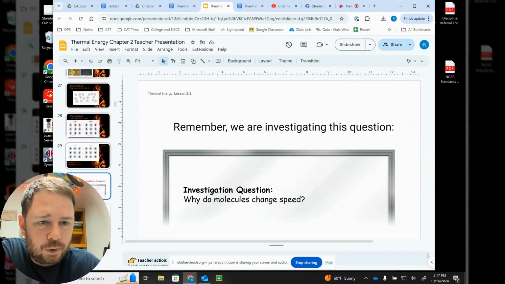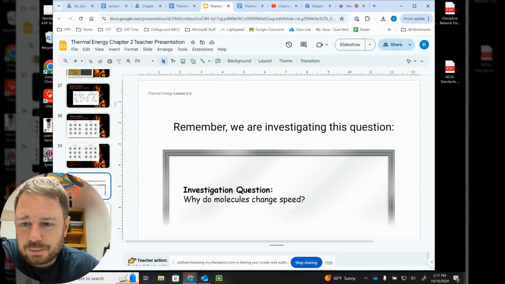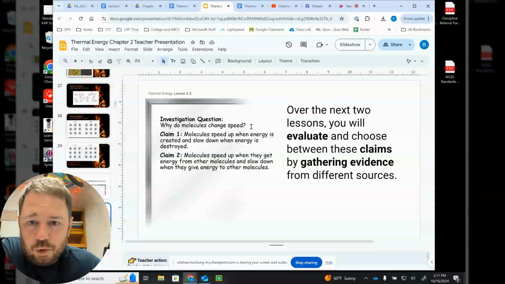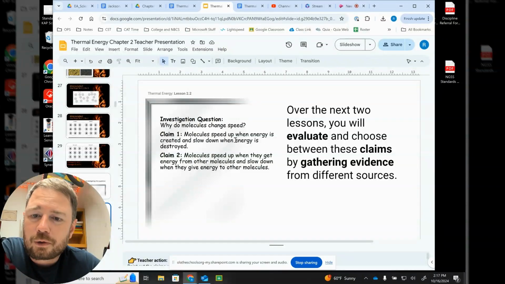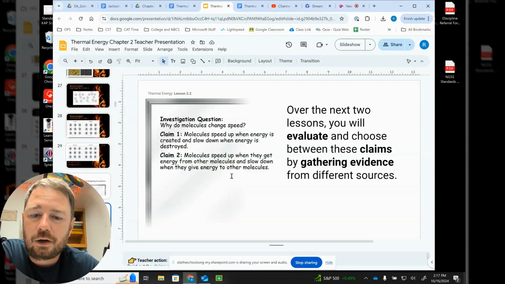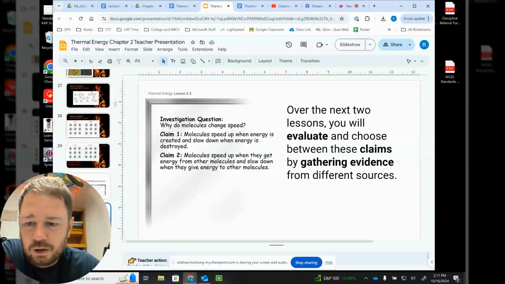All right, remember, we are investigating this question: Why do molecules change speed? Over the next 2 lessons, you're going to evaluate and choose between those 2 claims that we started our warm-up with. One says that molecules change speed when energy is destroyed or created. The other one says that the molecules give up or gain their energy to other molecules. So let's look at some evidence.